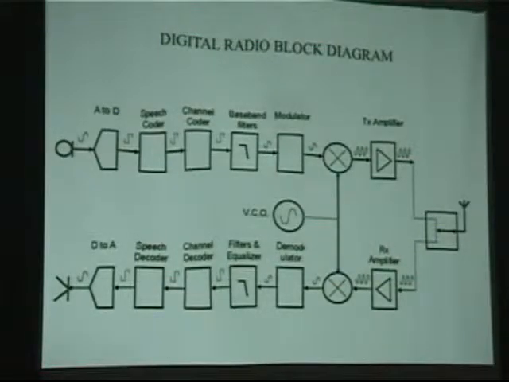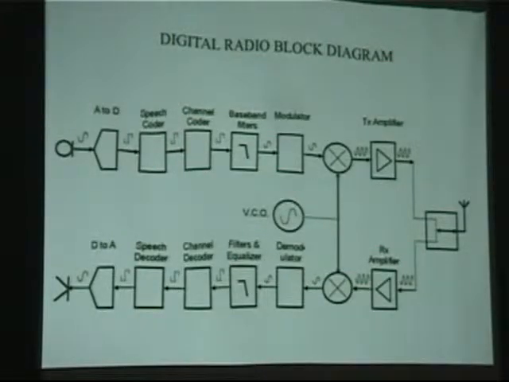In a traditional FM radio, your microphone would talk basically through an amplifier stage and directly over to the filter and into the modulator and out to the antenna. And here, in a digital radio, we have some additional elements. We have a speech coder and a channel coder.